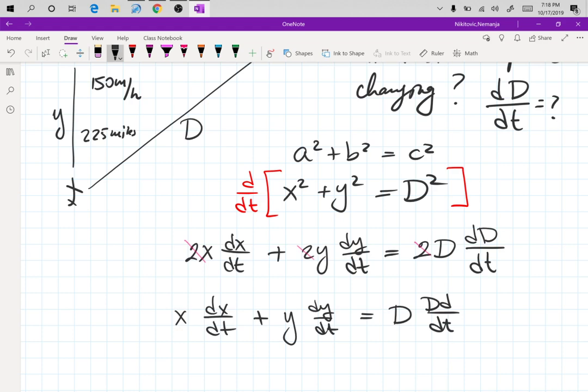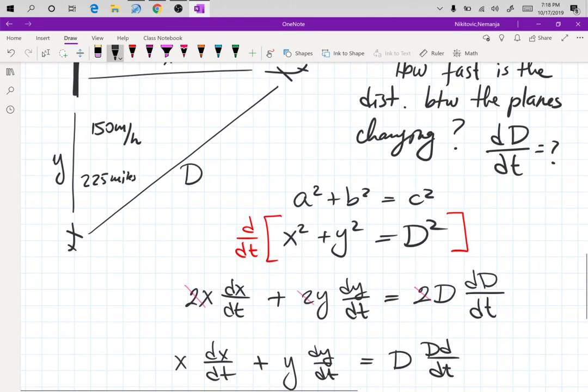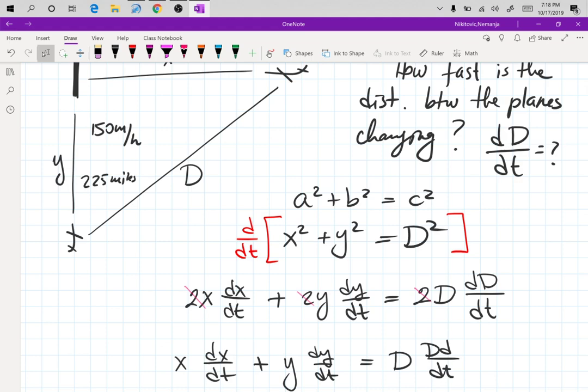Now I want to know more. This is an applied problem. I want to know what every single thing means in this equation in real life regarding the picture. What's x? It's the distance of x airplane from the airport. Great. So the top airplane, the distance between airport and airplane, that's x.